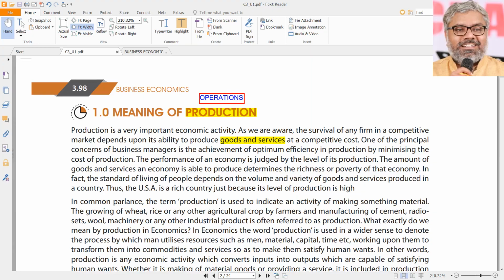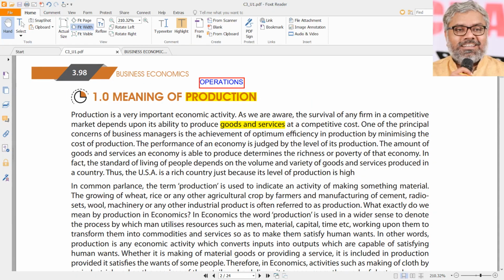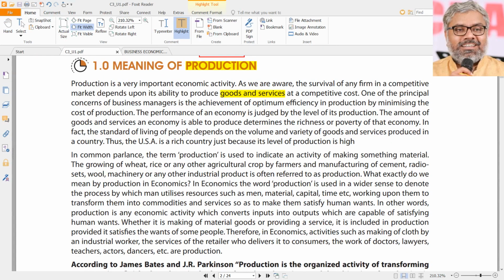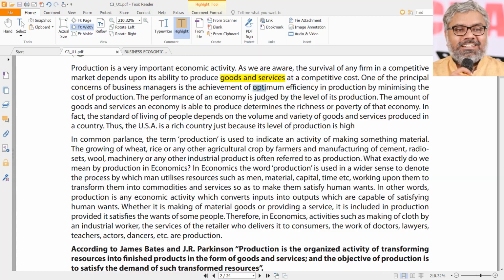So the core point to note here is production. We should not limit our thinking to production being equal to manufacturing. Whenever we hear the word production, our scope of thought should be wide, not narrow. And for any organization, naturally, because this is the core of the organization, the principal concern will be to achieve optimum efficiency in production by minimizing the cost of production. So these are the two chapters we are talking about.